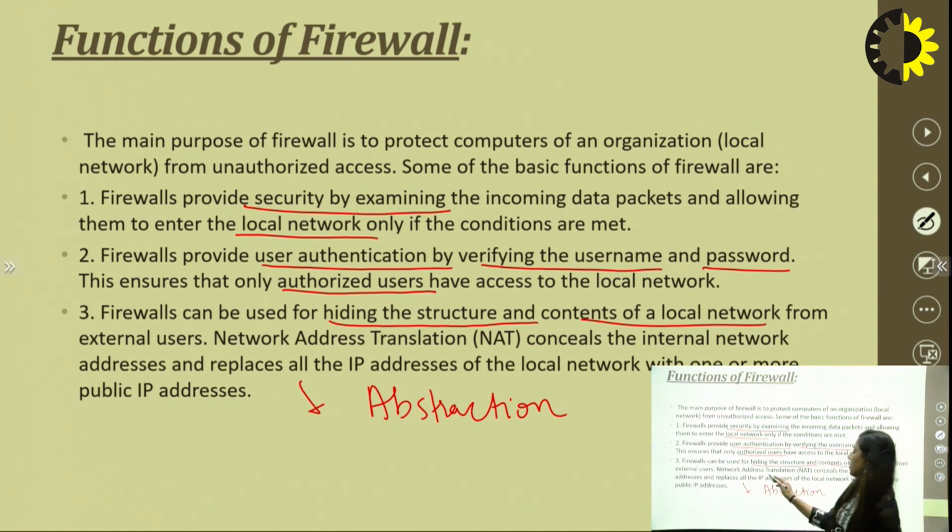Next is network address translation. NAT conceals the internal network addresses and replaces all the IP addresses of the local network with one or more public IP addresses. So here NAT plays a vital role in using the IP addresses in the local network. Which IP addresses will work and which will not work falls under network address translation. So these are the three main functions of the firewall which are used for computer security purposes. Let's discuss one by one.